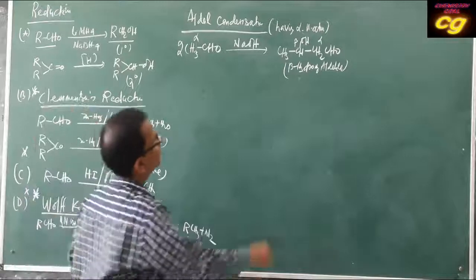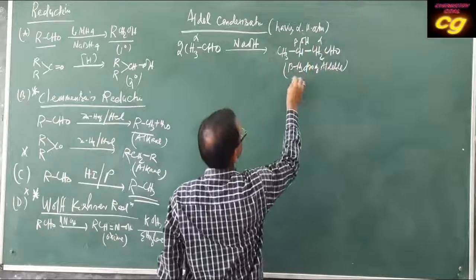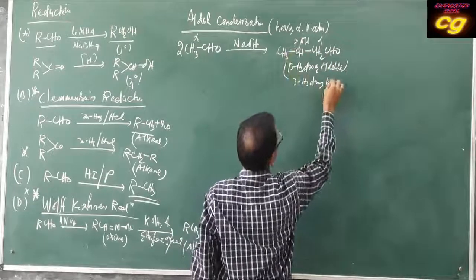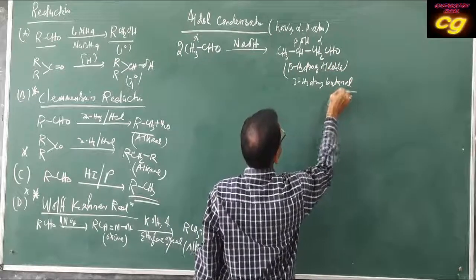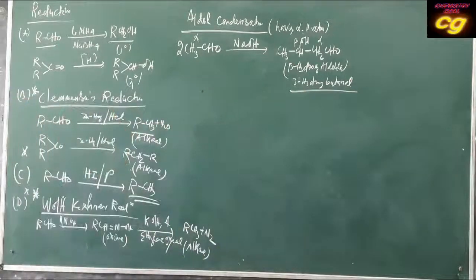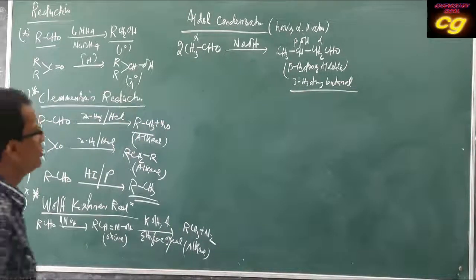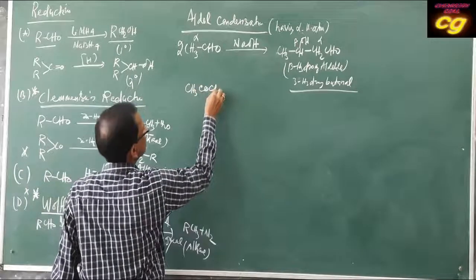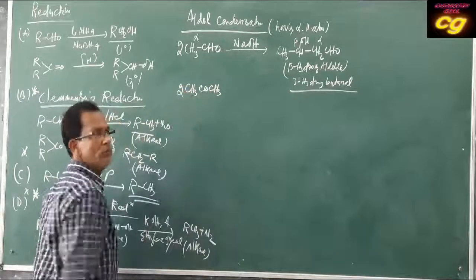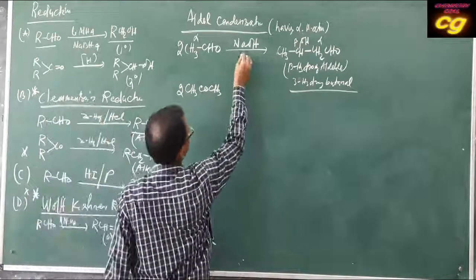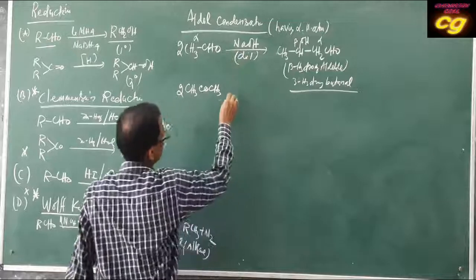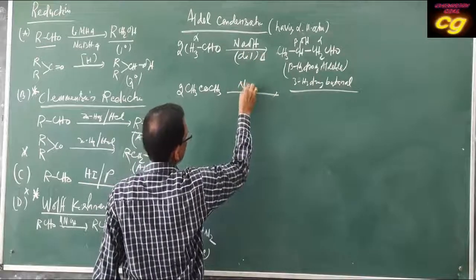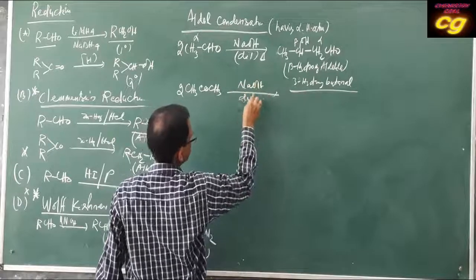But what is the name of this compound? 1, 2, 3, 4. That is 3-hydroxybutanal. This is the IUPAC name. This is the common name, beta hydroxy aldehyde, the class of compound. If you take a ketone also, same method. Always combine two molecules. This is in dilute medium, not concentrated. I am also heating, and same dilute NaOH.